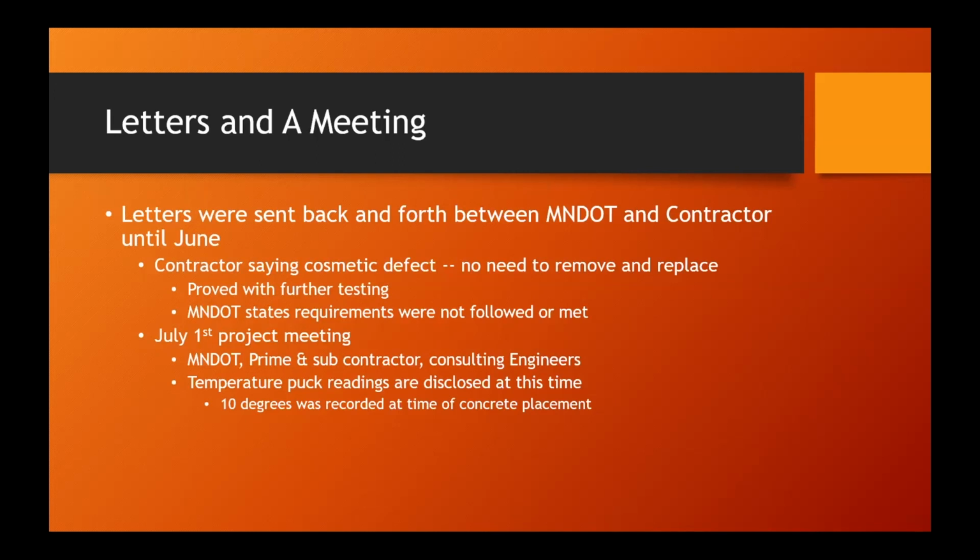So on July 1st, a project meeting is called with the MnDOT, prime contractor, the subcontractor, consulting engineers, and all parties involved. At this time, the temperature readings are disclosed. Remember, this is July now. The concrete was placed back in February. Why were these not disclosed earlier? Results of the temperature readings from the pucks at the time of concrete was 10 degrees.